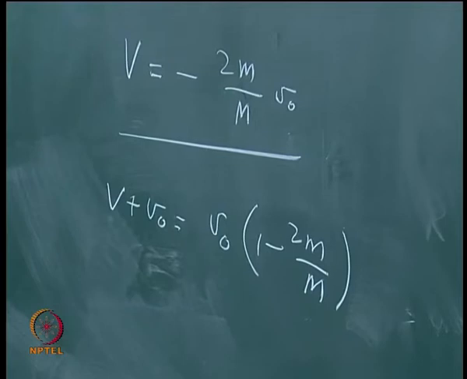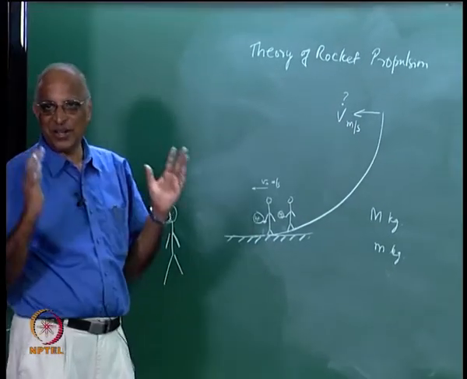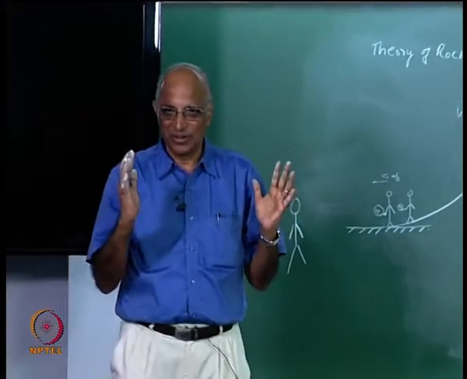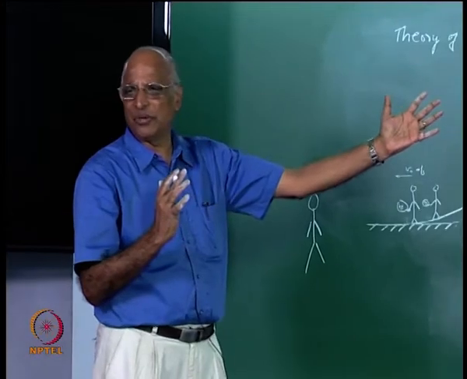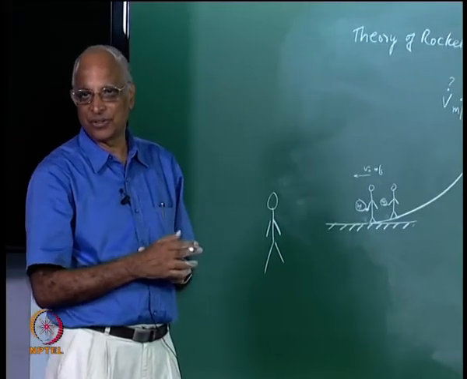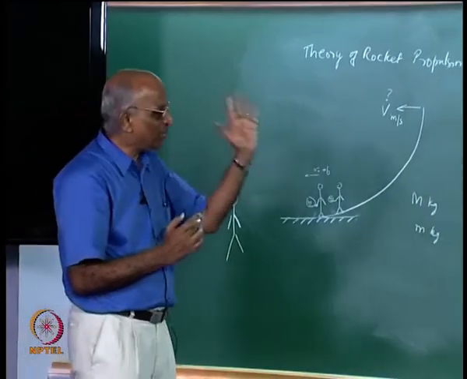That is the relative velocity of the stone with respect to the motion of the sled. Now let's spend some time on this, we must understand it, and I will just extrapolate this and get you the rocket equation or the theory of rocket propulsion. Does it make sense? Let's go forward.